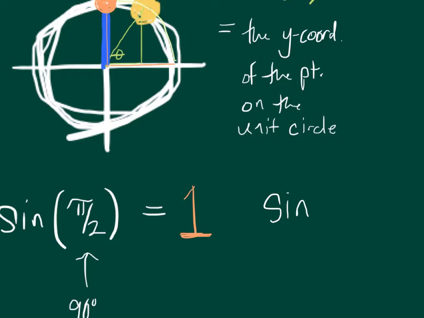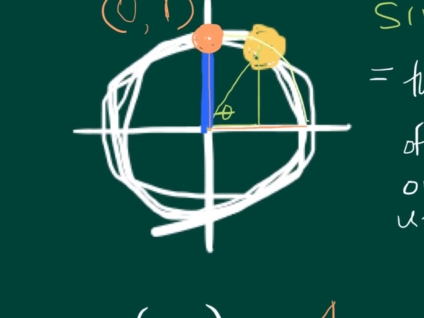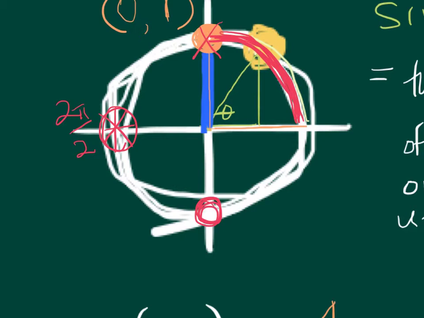What if I then said, tell me what sine of 3 pi over 2 is? Well, we can do the same thing. I'll show you a little trick about 3 pi over 2. If this distance right here is pi over 2, well, this is 1 pi over 2. This is 2 pi over 2. And then finally, this bottom here is 3 pi over 2.